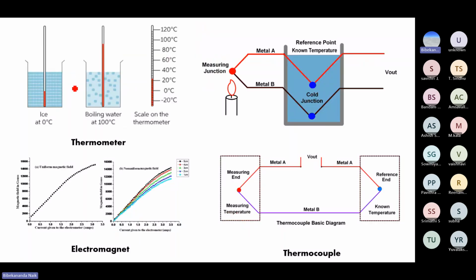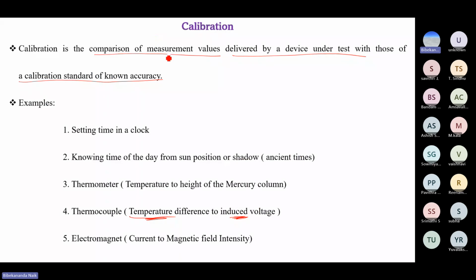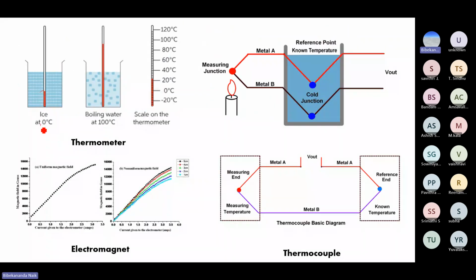Now let's discuss the calibration technique of a thermometer in more detail. In a thermometer, as you can see, one is a measurement value and another is a calibration standard of known accuracy. We know ice is at 0 degrees Celsius, an international standard, and the boiling point of water is 100 degrees Celsius. So these are two known numbers.